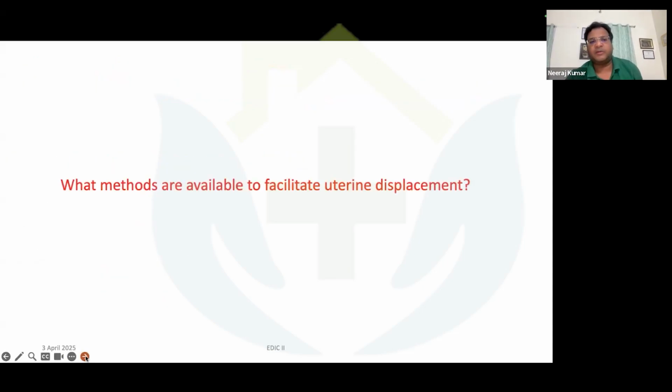Now coming to the next part. What are the methods available to facilitate uterine displacement? Again, they can ask this question. Because of the increasing size of the gravid uterus, it may cause supine hypotension syndrome, as the large gravid uterus compresses your IVC, leading to the problem. So what are the various methods to facilitate uterine displacement?